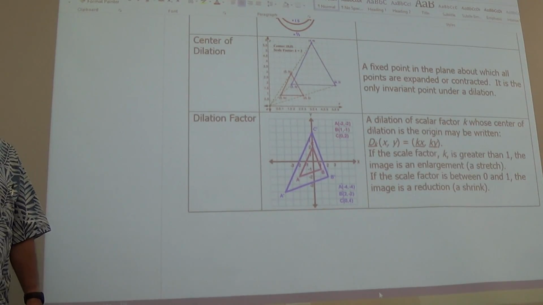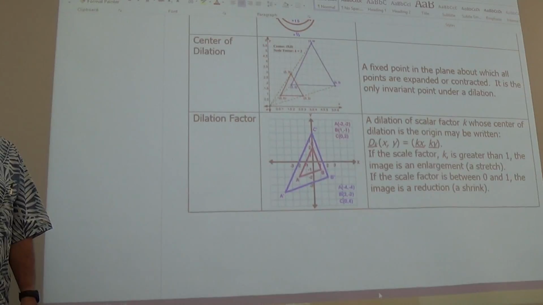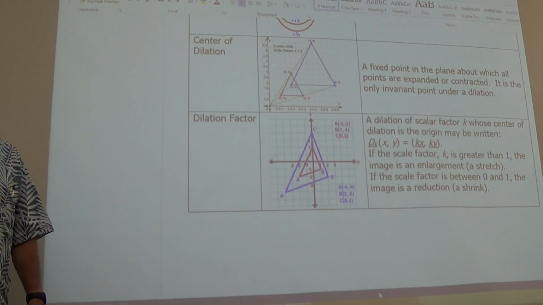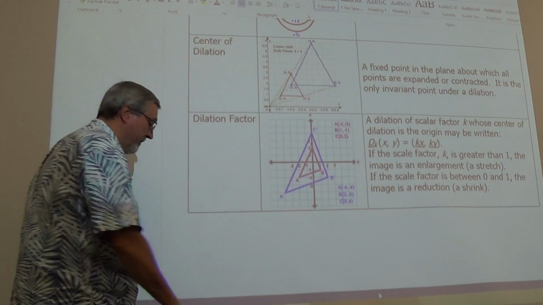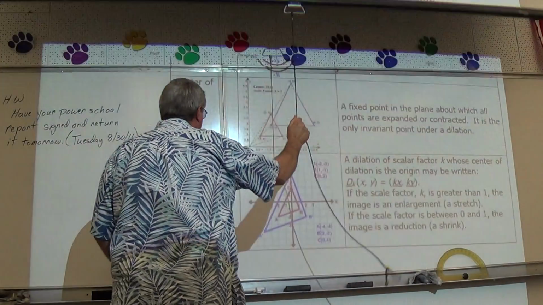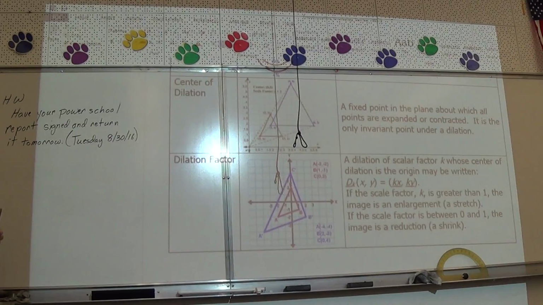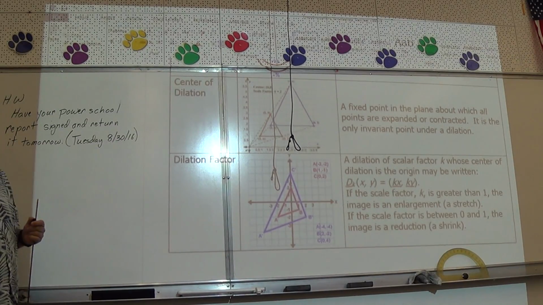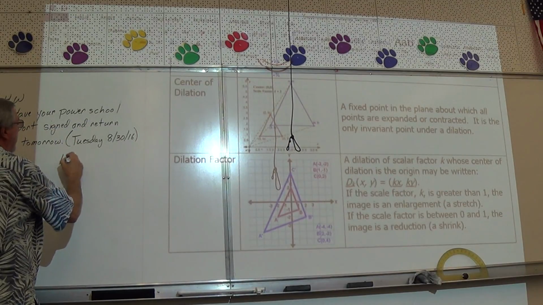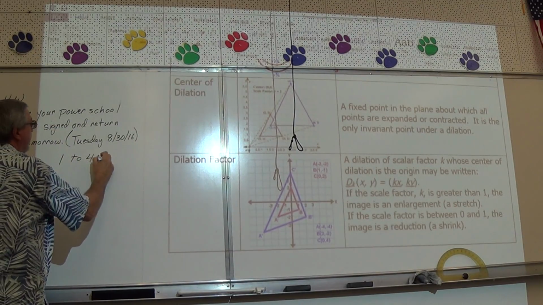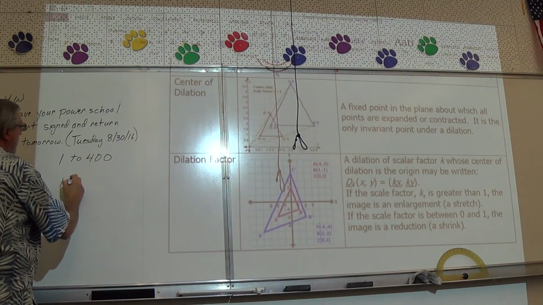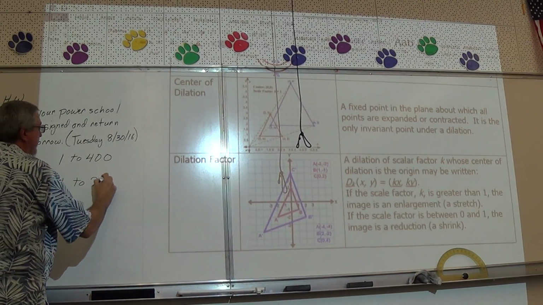1 to 400 is larger than 1 to 700. So the smaller the number, the smaller the model. The smaller the number, the bigger the model. He's talking about the denominator. So let's look at 1 over 700. We have one model that's 1 to 400. We have another model that's 1 to 700.